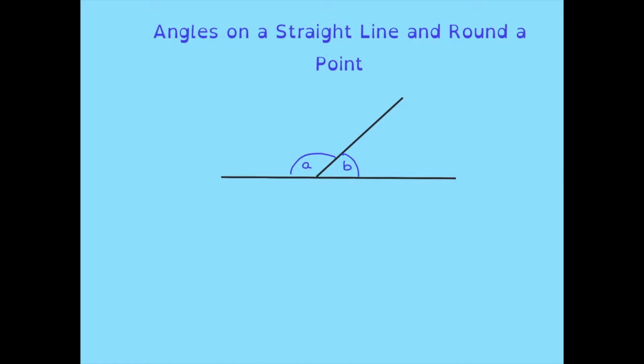Hello, today we're talking about finding missing angles on a straight line and around a point. So the first fact you need to know is that angles lying on a straight line always add up to 180 degrees. So in my diagram here, A plus B must come to 180. So if I get rid of the B and actually tell you how big that angle is, it's 35 degrees. We want to work out what size A must be. So all we have to do to work out A is do 180, take away 35, and that gives us 145 degrees. So A is 145 degrees.